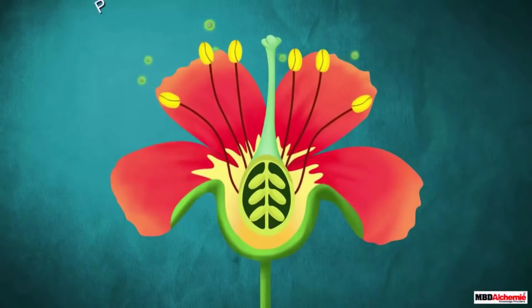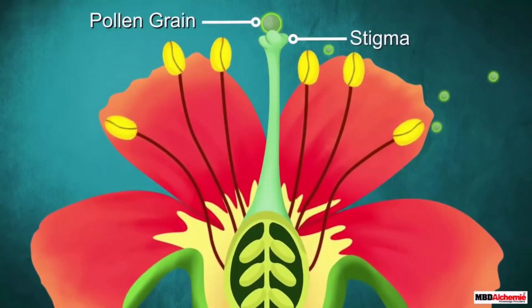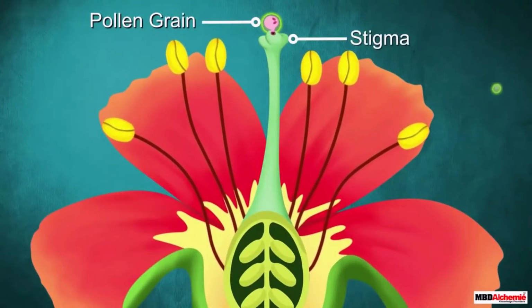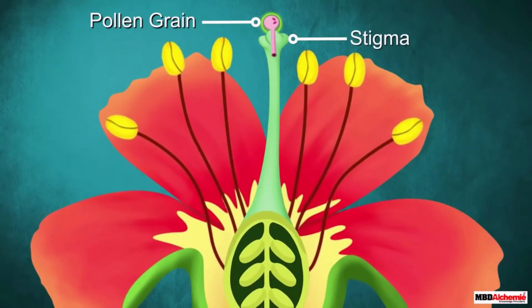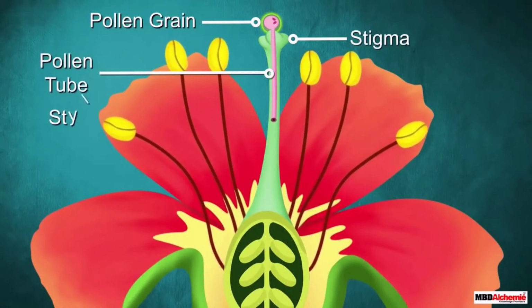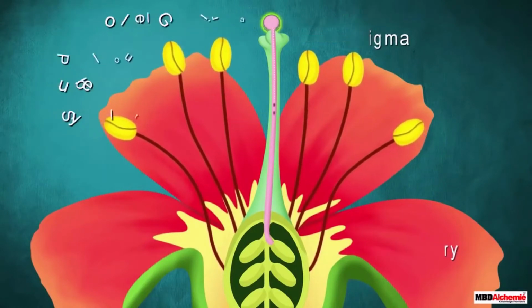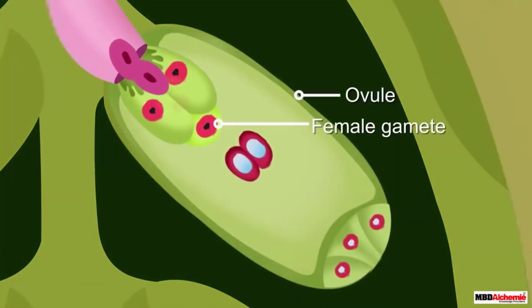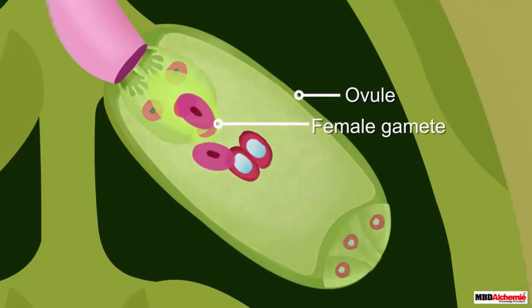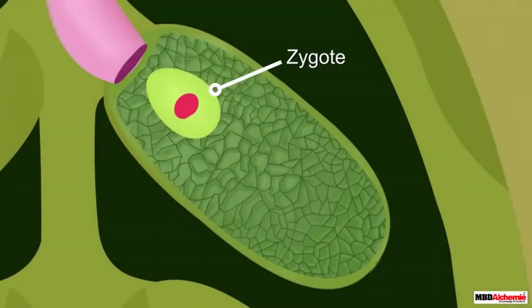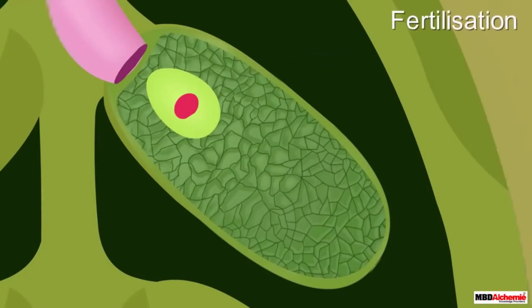Once pollen grain reaches the stigma of a suitable flower, a tube grows from the pollen grain. This tube travels through the style and reaches the ovary. The male gamete from the pollen travels in this tube and reaches the female gamete present in the ovule of the ovary. After that, the male and the female gamete fuse together to form the zygote. This process of fusion of male and female gamete is called fertilization.